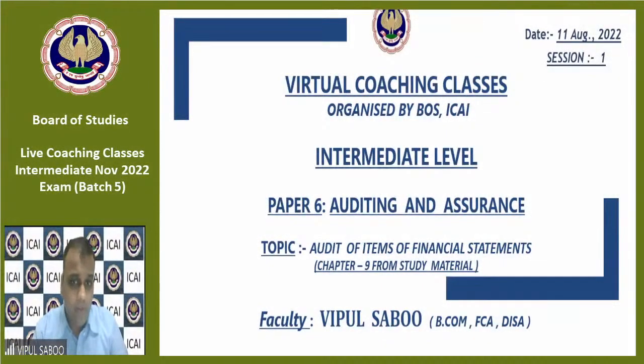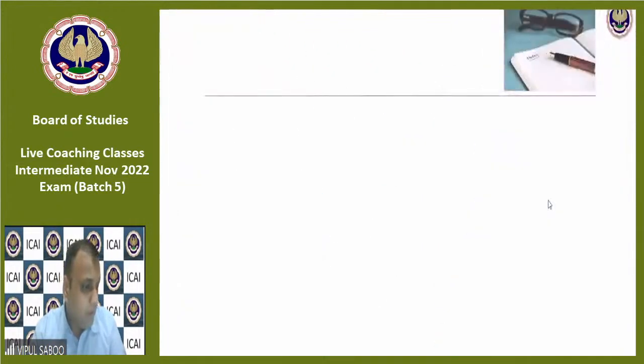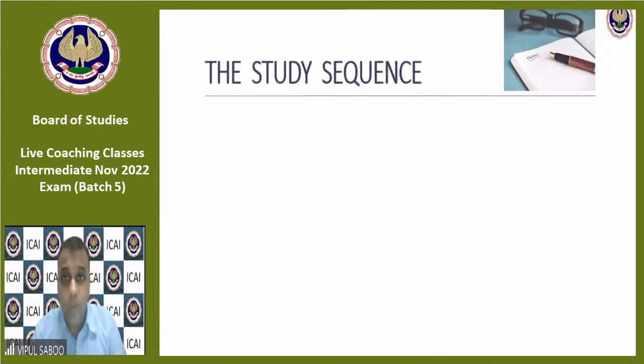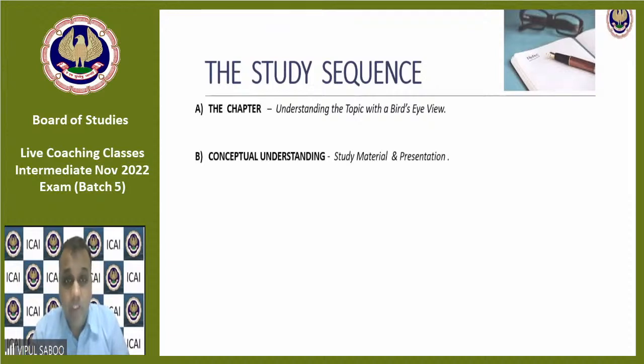Okay, our chapter is chapter 9, audit of items of financial statements. So the study sequence, we'll understand the chapter, the topics, then we'll use this presentation.